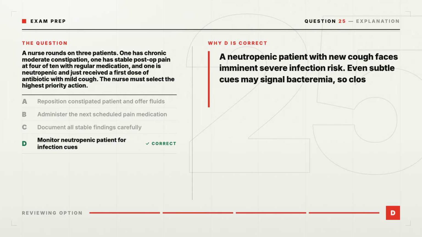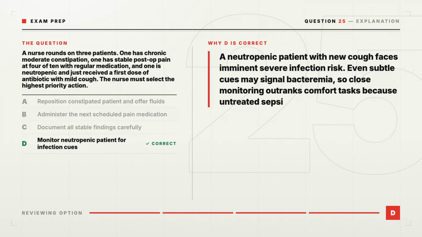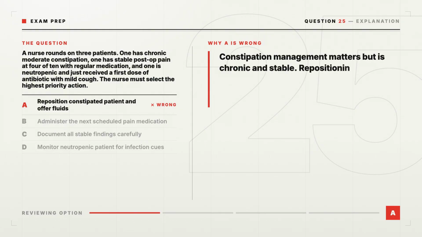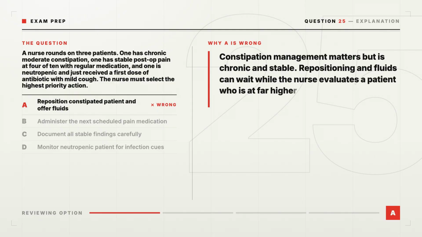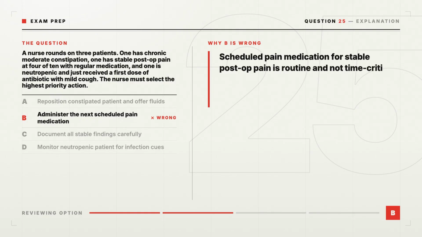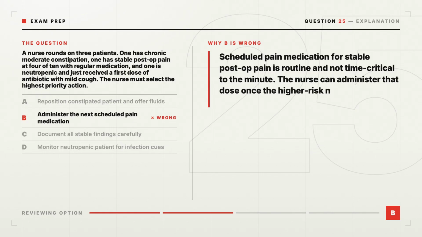Monitoring outranks comfort tasks because untreated sepsis can deteriorate quickly into shock. A is wrong because constipation management matters but is chronic and stable. Repositioning and fluids can wait while the nurse evaluates a patient who is at far higher risk for life-threatening systemic infection right now. B is wrong because scheduled pain medication for stable post-op pain is routine and not time critical to the minute. The nurse can administer that dose once the higher risk neutropenic patient has been carefully assessed first.